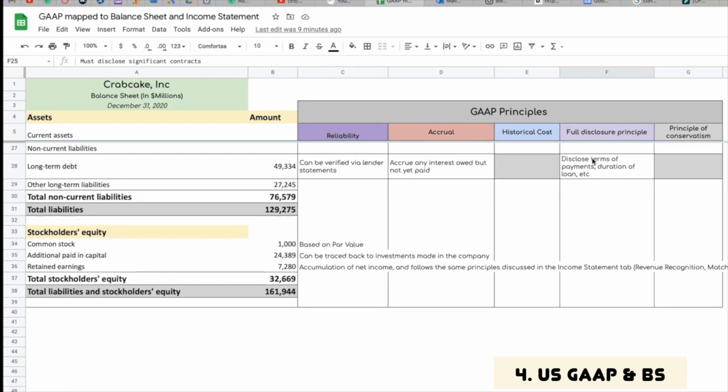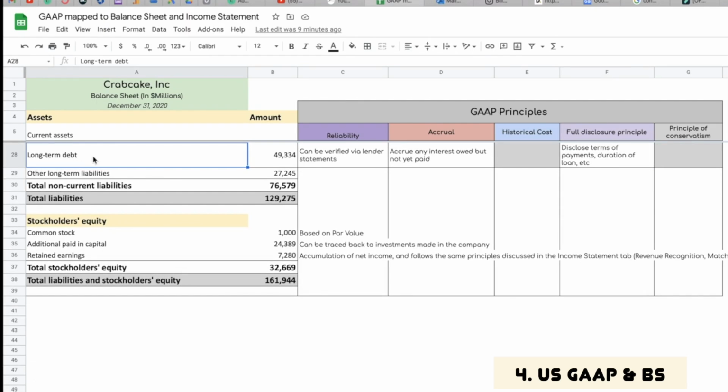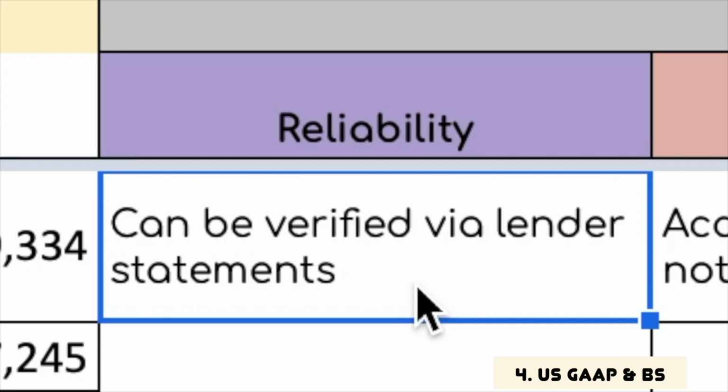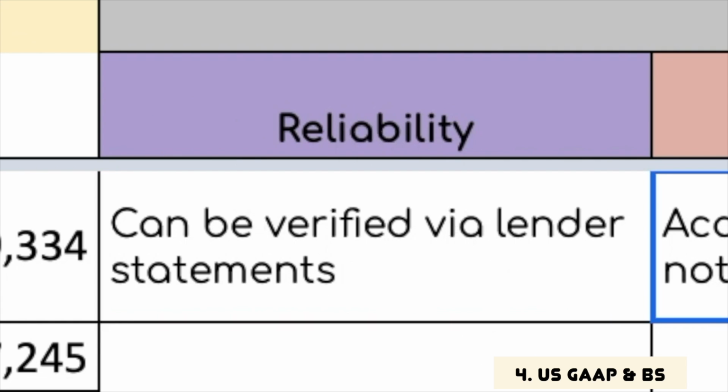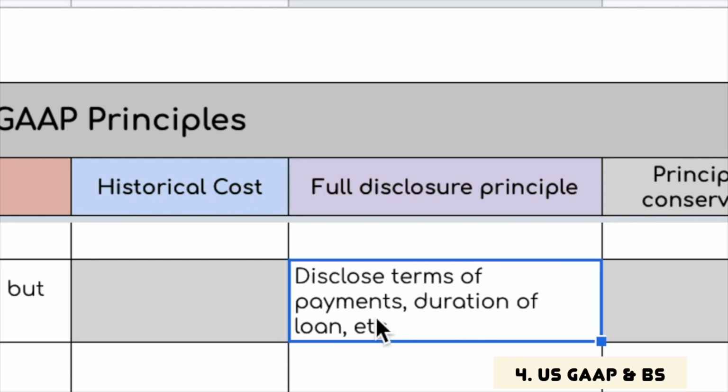Now we go to non-current liabilities, and we have long-term debt, and these are the longer-term loans that the business owes. The balance is 49 million. Basically, I need to be able to verify this information with a lender statement if I want to, right? So this is how this information is reliable. Accrue any interest owed but not yet paid. Full disclosure, disclose any terms of payments, duration of the loans, schedule of loans, basically anything that is relevant for the investors to know, you should be disclosing here.